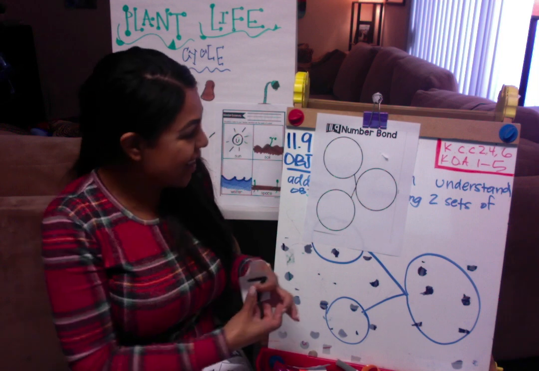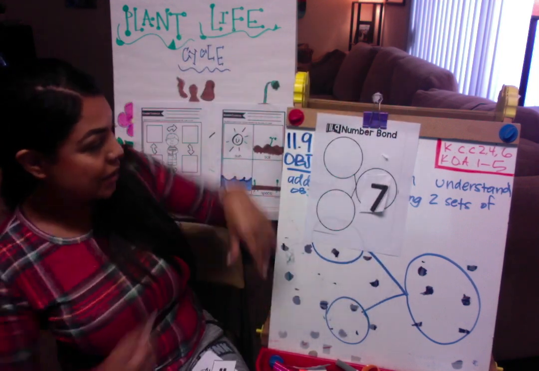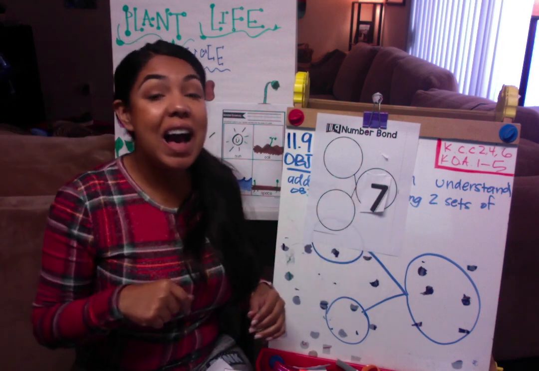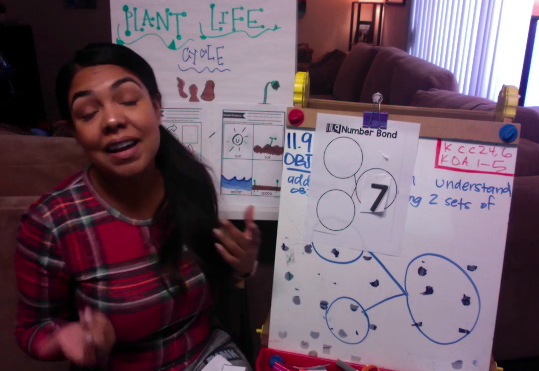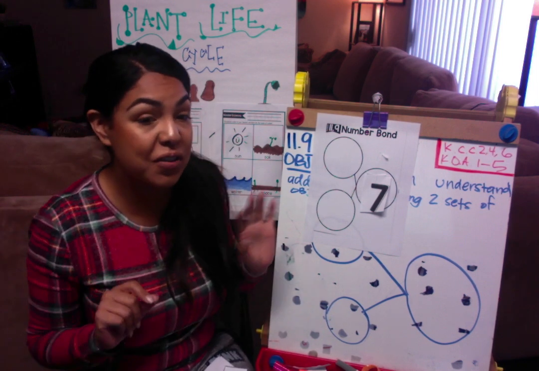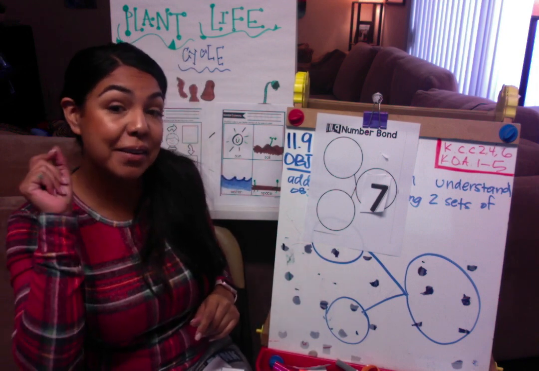Good, 7. So I'm going to start by putting my 7 in my number bond. So I used my flashcard. You can write it with your pencil. You can write it with a marker, anything you have, okay? So if you have a pencil, it helps you erase for the next number bond, okay? So grab your pencil, handy dandy pencil, and eraser.